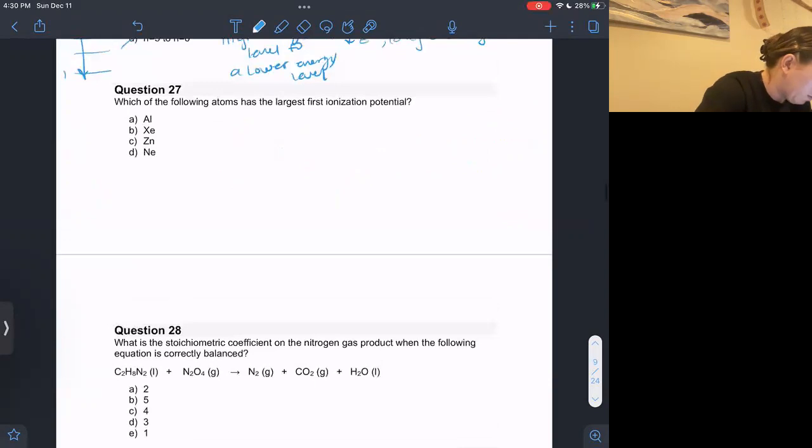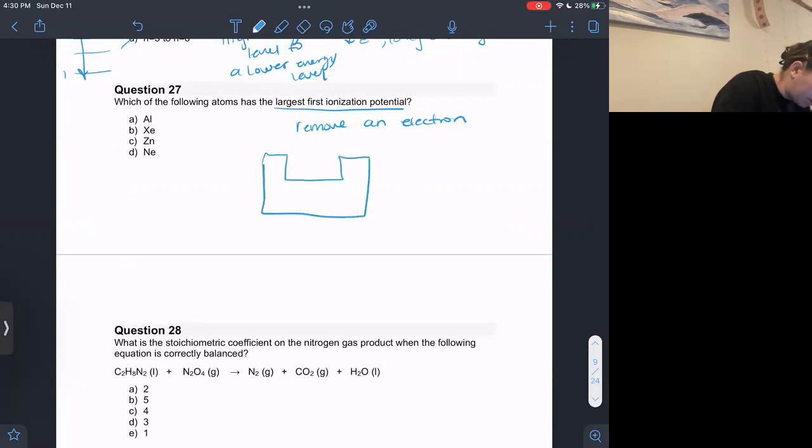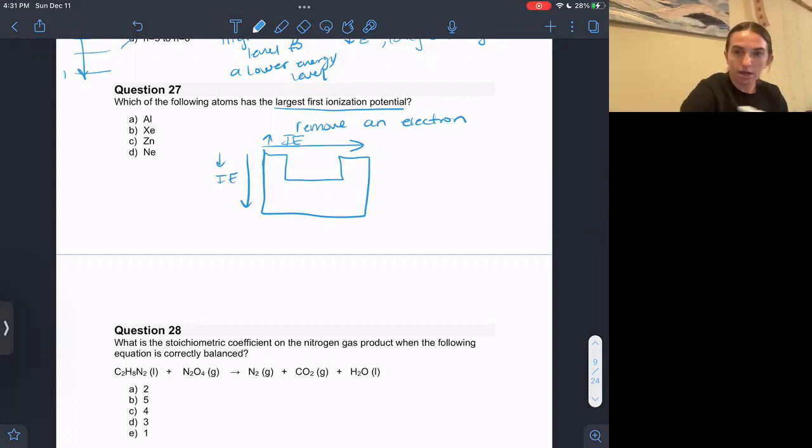Okay. 27. Which of the following atoms has the largest first ionization energy potential? Okay, so I want to remove an electron with this one. And I know if I'm looking at my periodic table, my ionization energy is going to increase as I go across, and it's going to decrease as I go down. So I have aluminum kind of over here. Xenon is a noble gas. That one's probably going to be it.